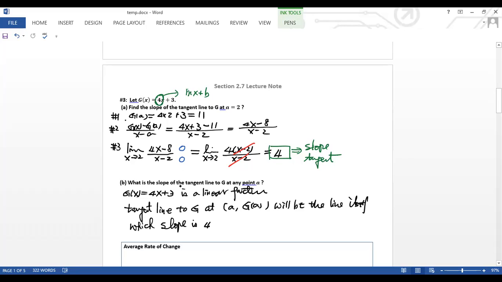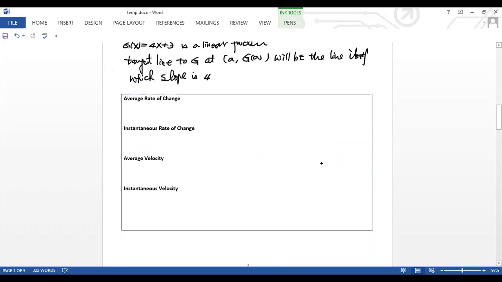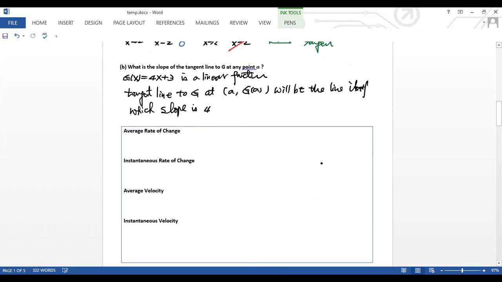So that's why we said that the slope of the tangent line everywhere, because these lines here is something like that, every point always has the slope equal to 4. Okay, so now, based on this slope, let's take a look. What is the average rate of change?